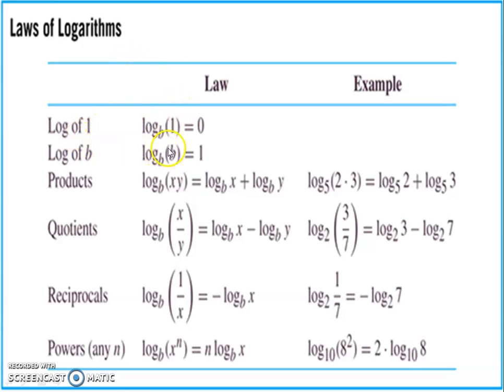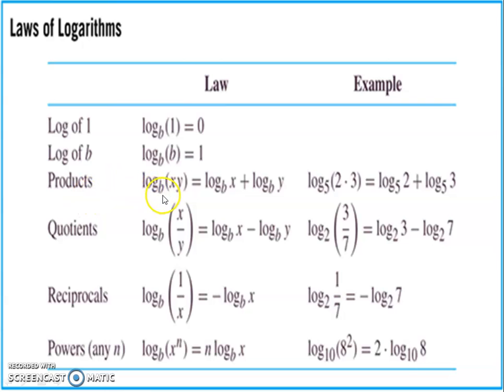Log of 1 to the base b is equal to 0. Log of b to the base b is equal to 1. That means these two numbers must be the same. Then we derive the value 1. That is, when the base and the number are the same, we get the value 1.